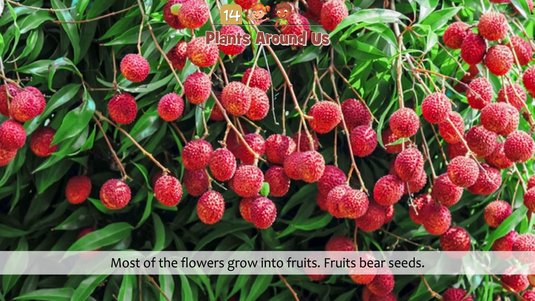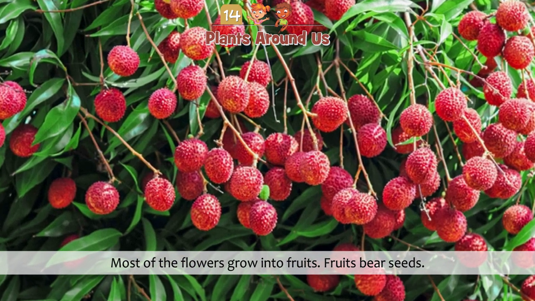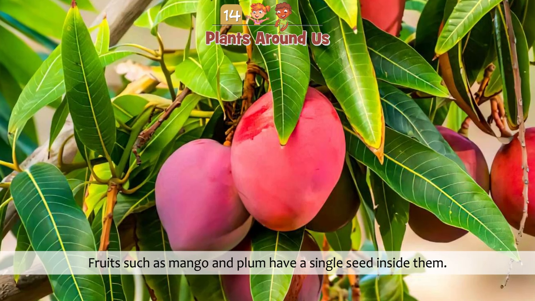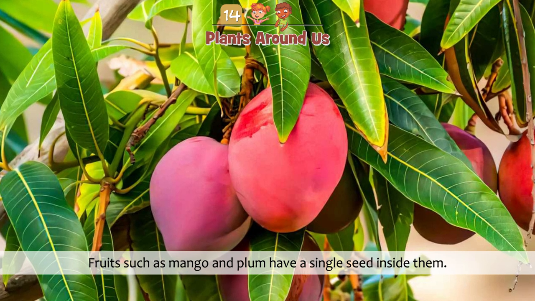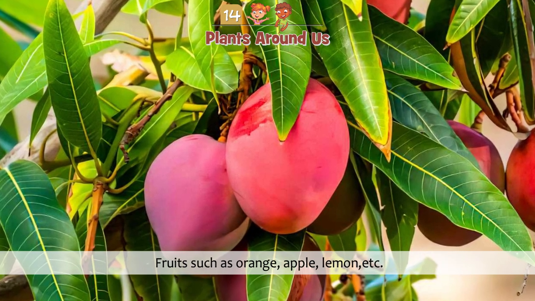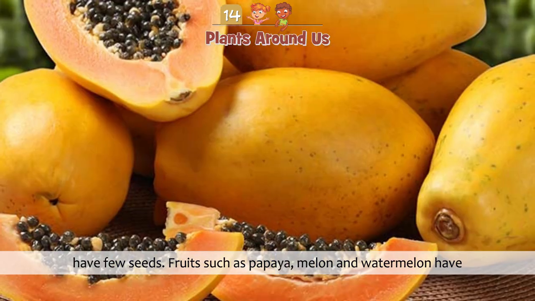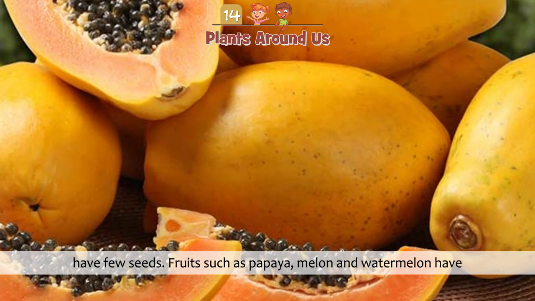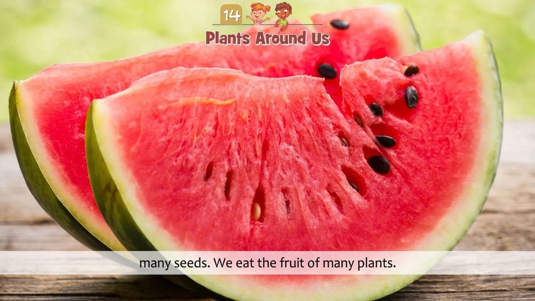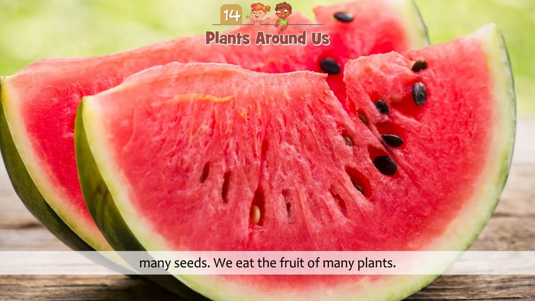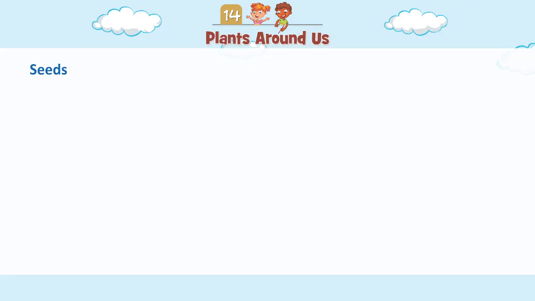Fruits. Most of the flowers grow into fruits. Fruits bear seeds. Fruits such as mango and plum have a single seed inside them. Fruits such as orange, apple, lemon, etc. have few seeds. Fruits such as papaya, melon, and watermelon have many seeds. We eat the fruit of many plants.